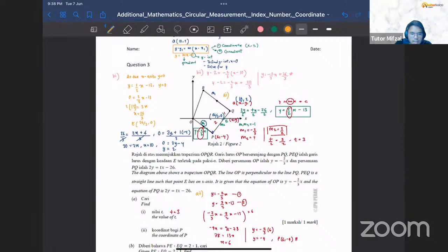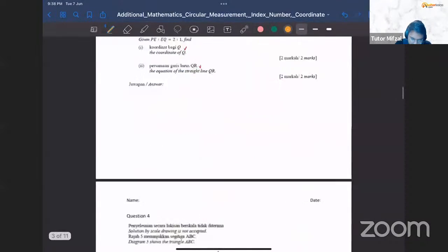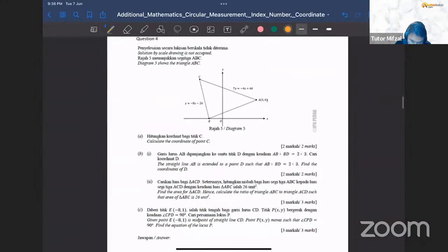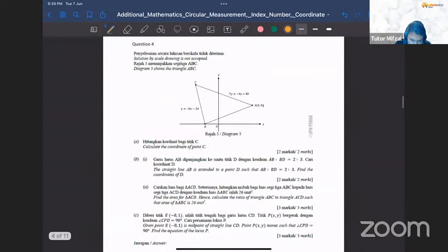Semua okay. Kalau semua okay, then kita tengok the next question. Alright, let's have a look at the next question. Question number 4. Now try to do this again yourself, then kita tengok balik. After this, we will look at a index number question, right? Something that you can do.